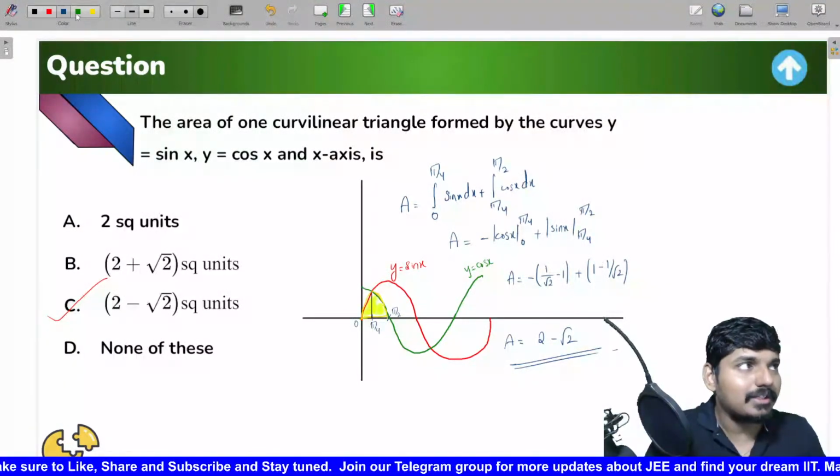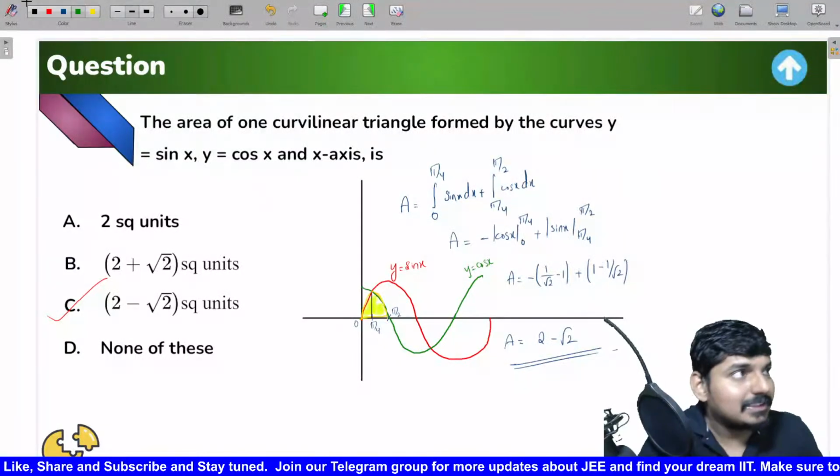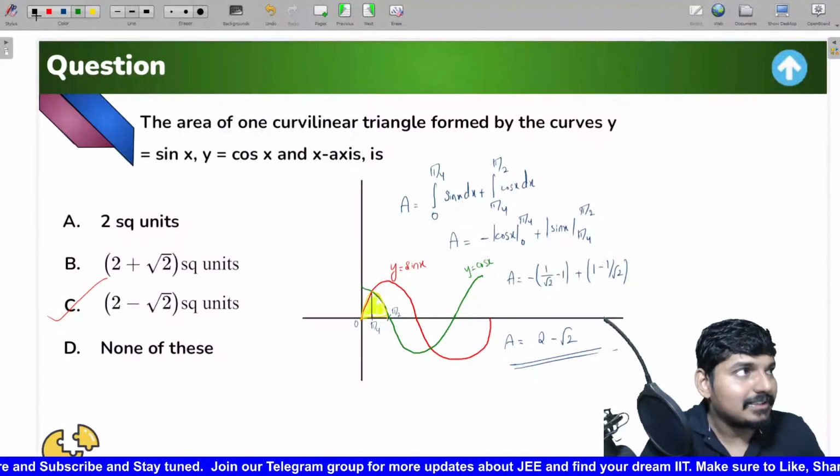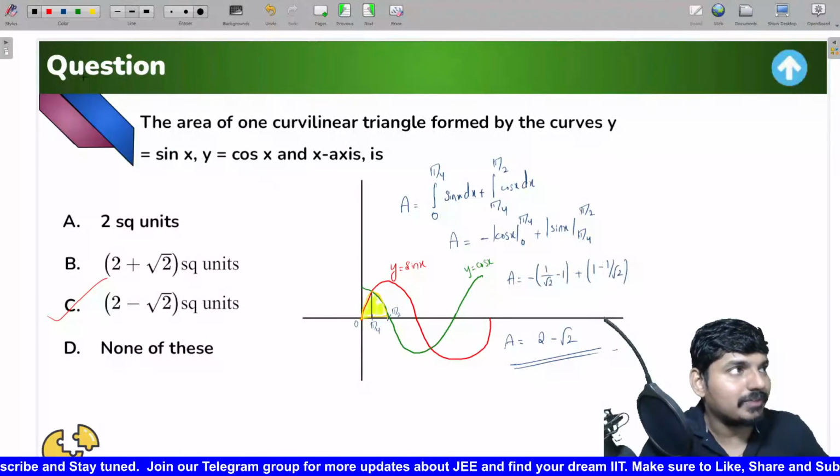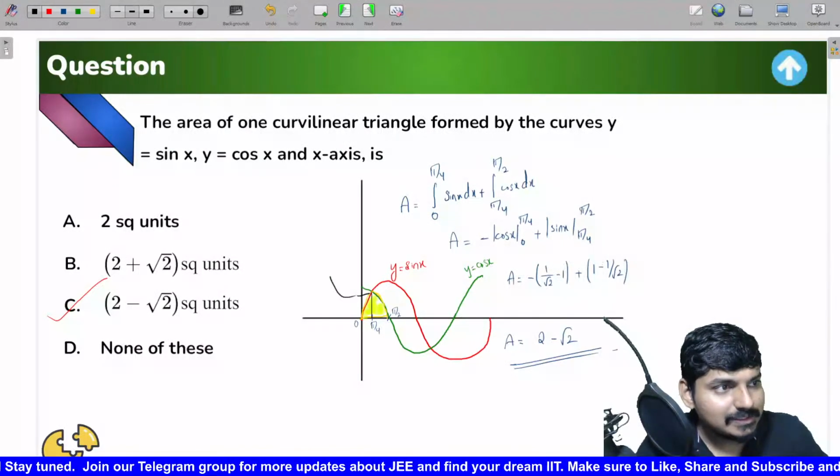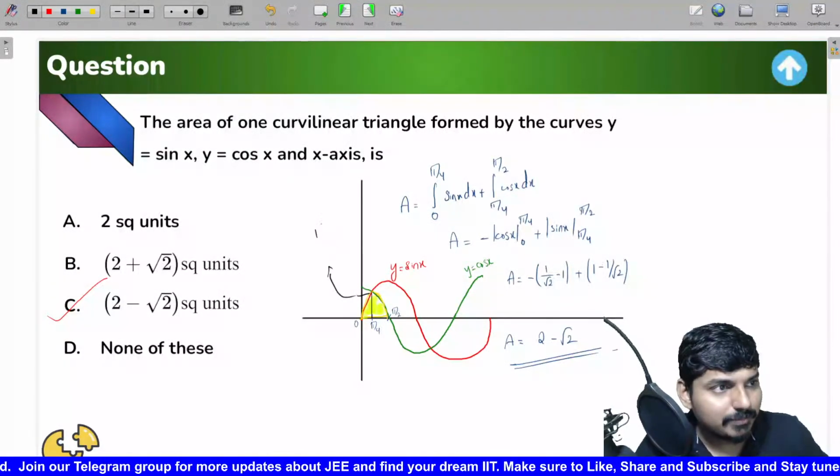If you go with the horizontal strip, you see this point here, let us say this particular point, the point of intersection. You can clearly see, guys, this point is going to be 1 by root 2.